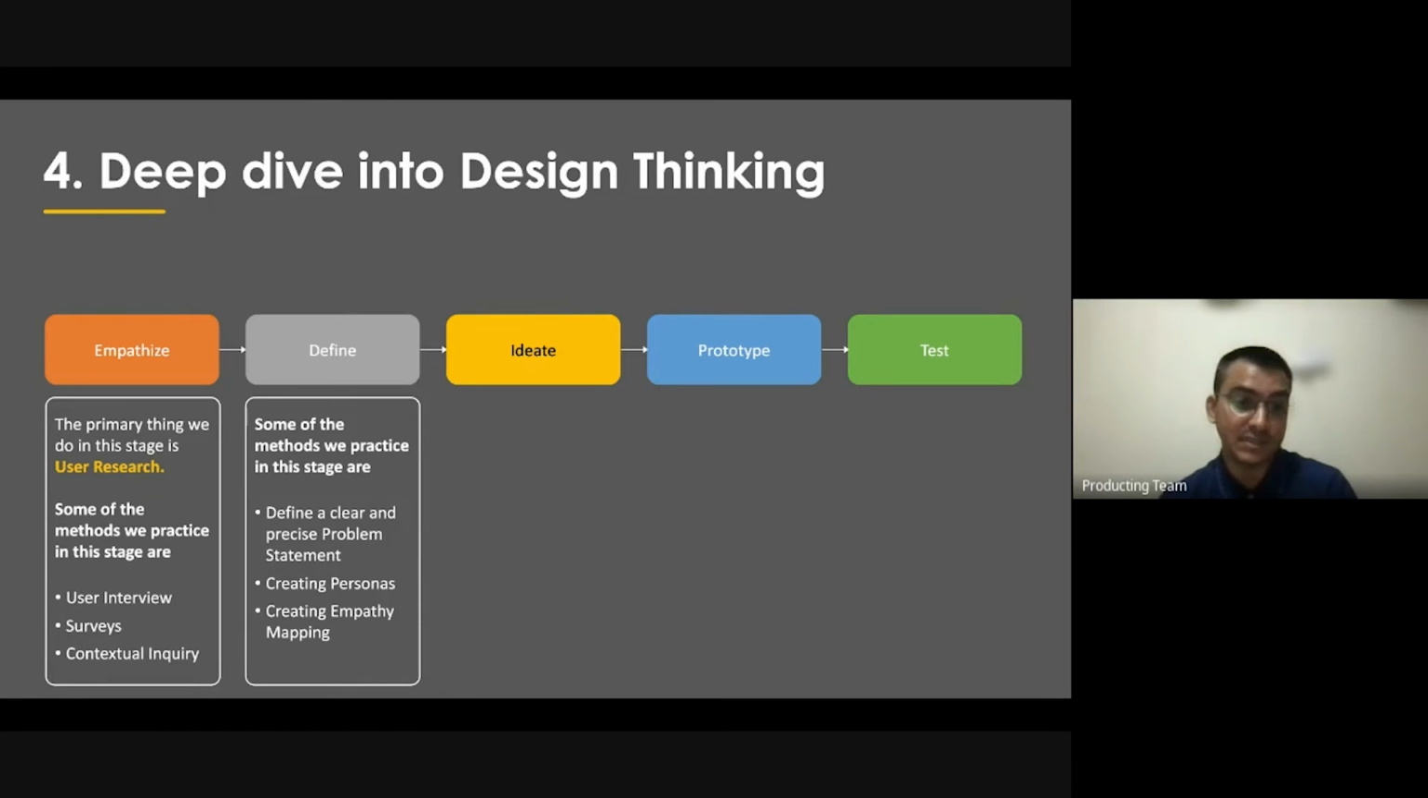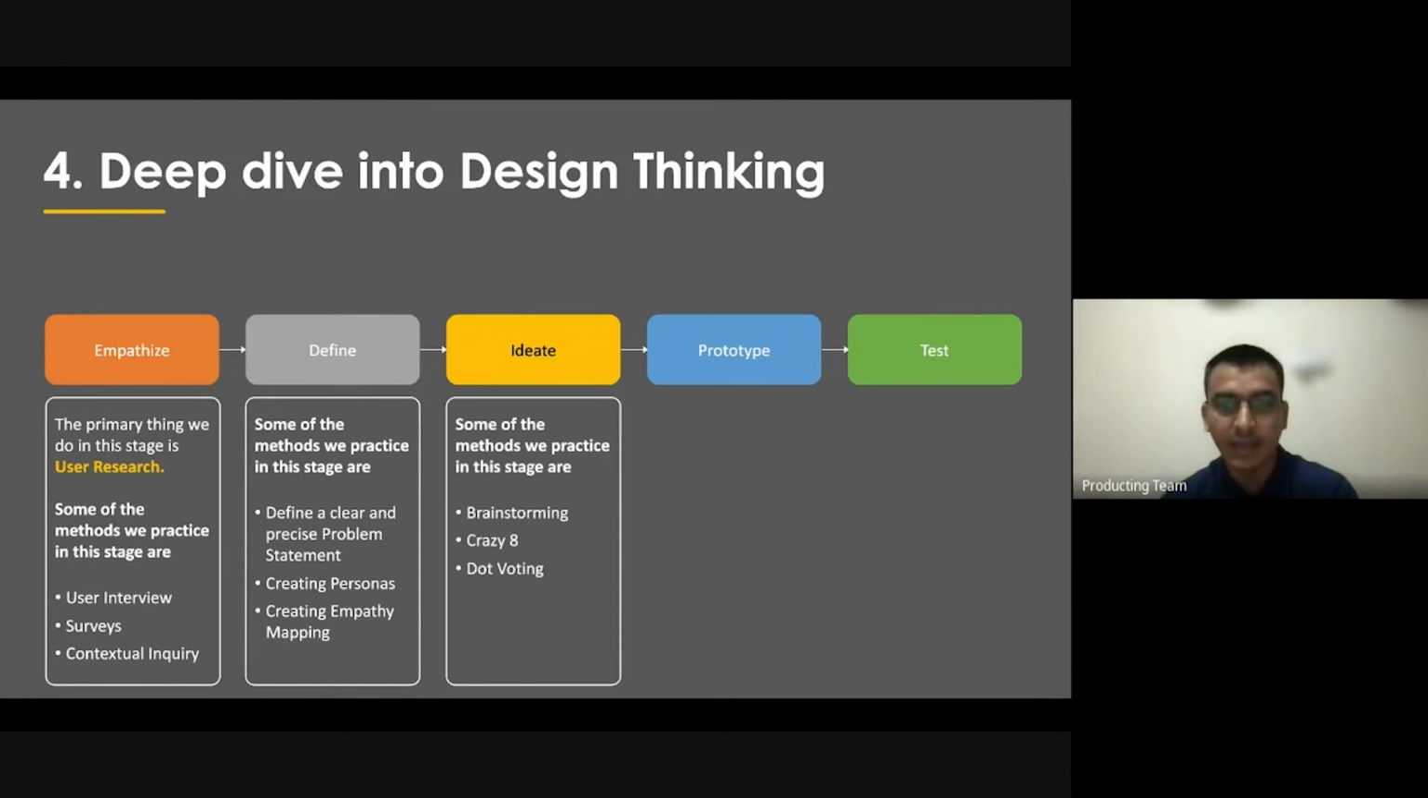Next is define. In the define stage, we define a clear and precise problem statement. We also create personas here. We also create empathy maps under this stage. And under ideate, some of the methods which we use to bring out ideas are brainstorming and crazy eight. Then those ideas need to be voted on, and dot voting is what we use to vote out or vote in the ideas. So in ideation we bring out lots of ideas, and then we validate and see which ideas to take forward, and for that we do dot voting.